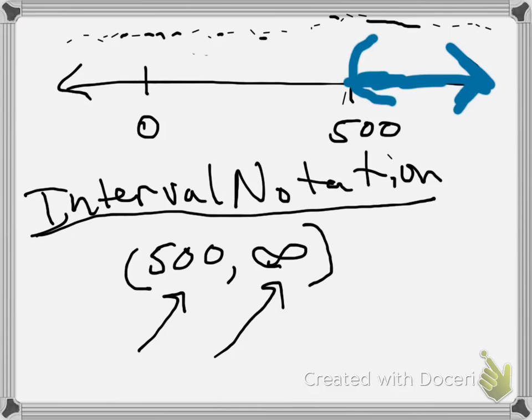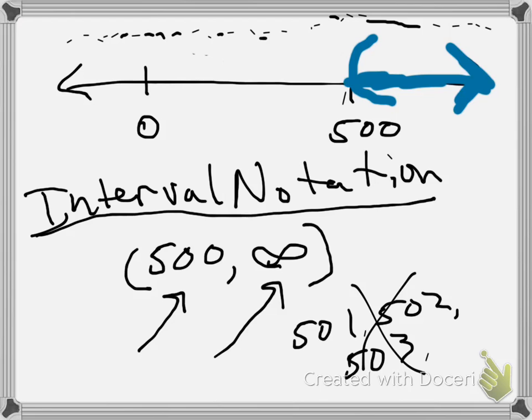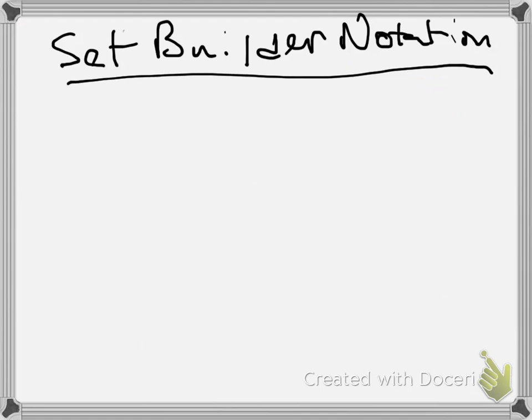That's all the values. You don't have to list them out individually. You know that that includes 501, 502, 503. I don't want to list them all out. You want to use interval notation or set builder notation. Set builder notation represents the set of numbers that make it true.